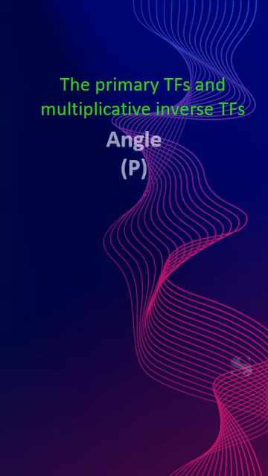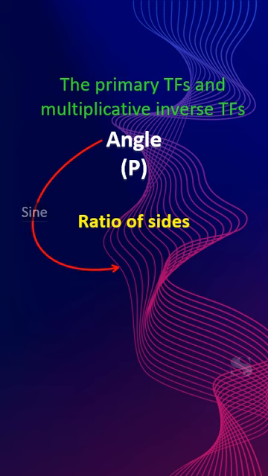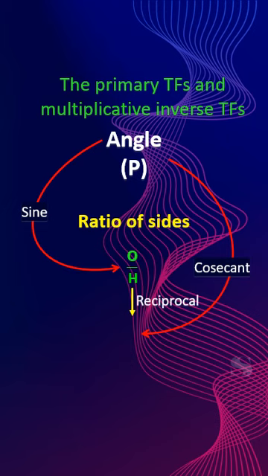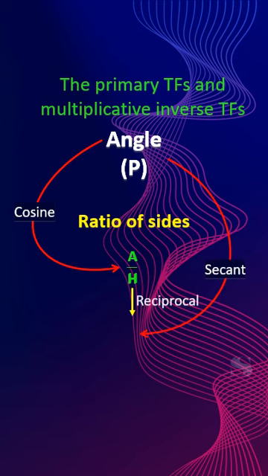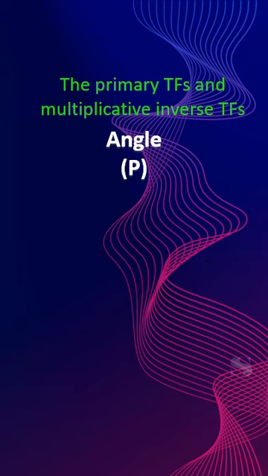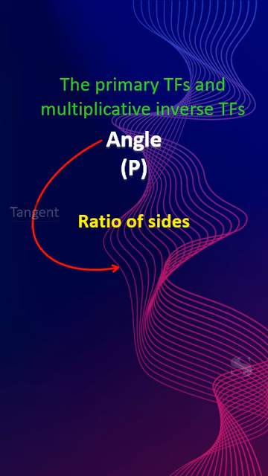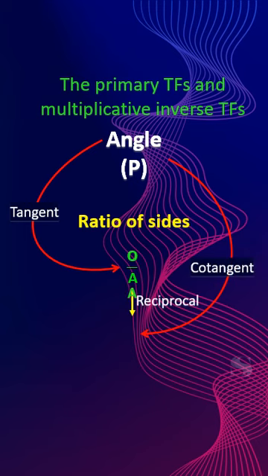Sine is a primary trigonometric function of angle P, which gives the ratio of sides as O by H. Cosecant is the multiplicative inverse trigonometric function of sine, which gives the reciprocal of ratio of sides, that is H by O. Cosine is a primary trigonometric function of angle P, which gives the ratio of sides as A by H. Secant is the multiplicative inverse trigonometric function of cosine, which gives the reciprocal of ratio of sides, that is H by A. Tangent is a primary trigonometric function of angle P, which gives the ratio of sides as O by A. Cotangent is the multiplicative inverse trigonometric function of tangent, which gives the reciprocal of ratio of sides, that is A by O.